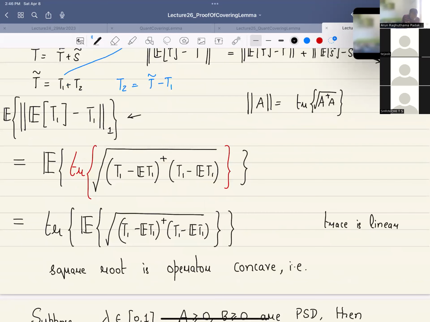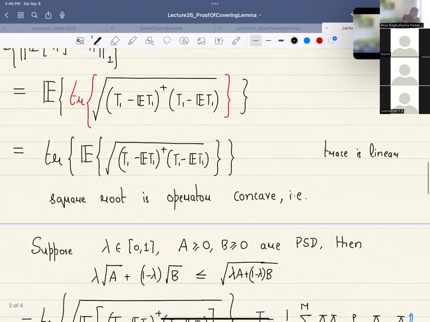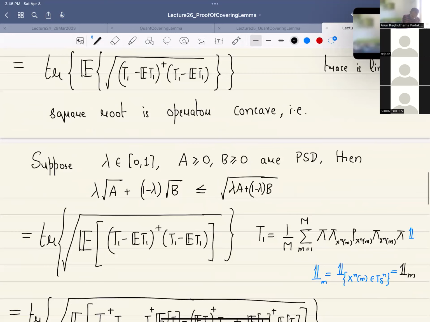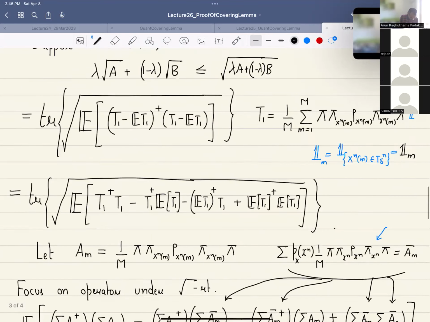Expectation and trace commute. So the expectation goes inside and the trace goes outside. Now I use the operator concavity, and I said, okay, I can get the expectation inside. Now I'm just enlarging this thing. I'm not doing anything special. I'm just enlarging and evaluating each term.